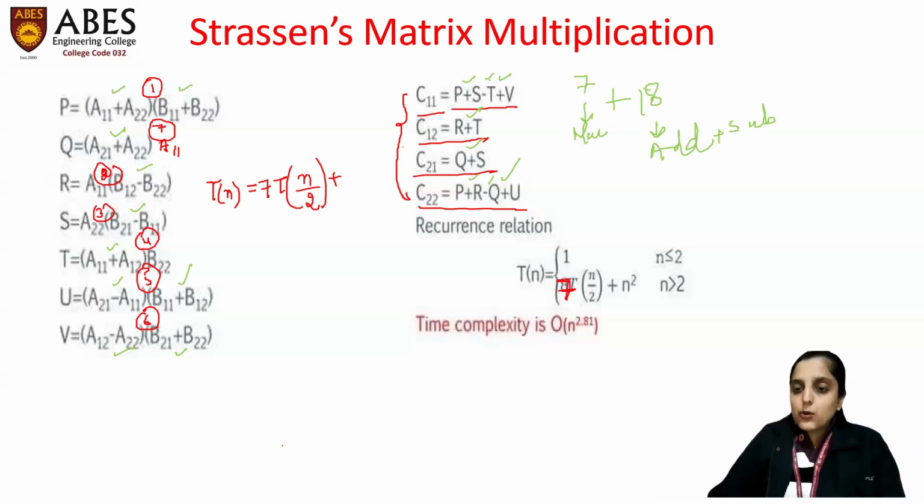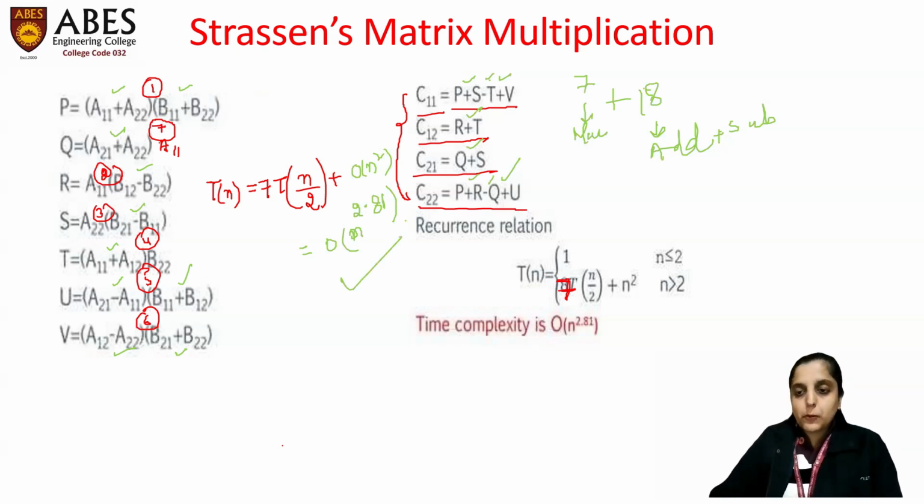Now, for any number of times, if we are doing addition of two numbers, it will take O of n square time. So its recurrence equation is O of n square. Now, if we solve this particular equation with the master method, recurrence tree, or iteration method, the answer will come as n raised to the power 2.81.